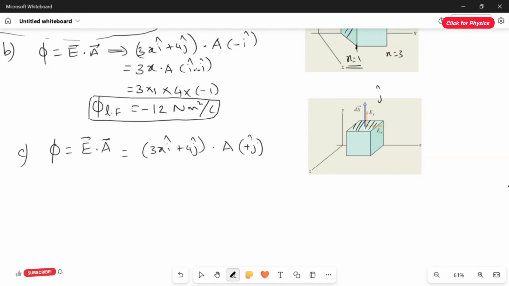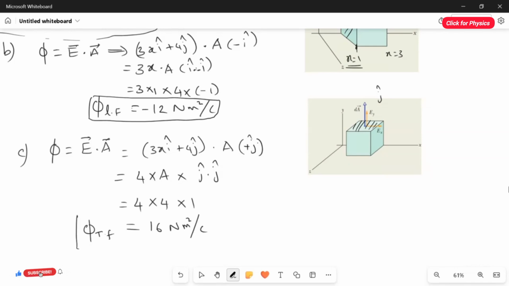J cap. Now I have to multiply J with J only, because I dot J becomes 0. So we can multiply only J with J. So 4 J dot J, and J dot J becomes 1. So we have to substitute the value for area. The area is equal to 4 multiplied by 4, and J dot J becomes 1. So we will get the answer for the flux from the top face, which is 16 Newton meter square per coulomb. So this is the answer for the third part.